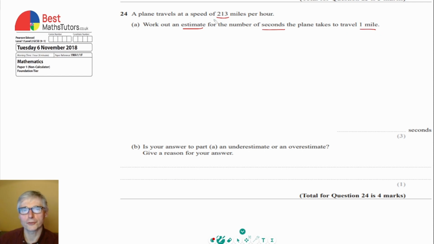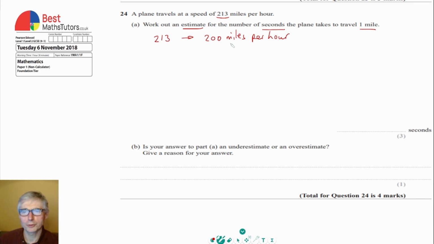So for estimates, that basically means rounding things. So we can see we've got 213 miles per hour, but that's a bit of an awkward number to deal with. So instead of saying 213, what we might do is say that that will be 200 miles per hour. So that's close. It's just an estimation of it, and it makes the calculation a lot easier to do then.